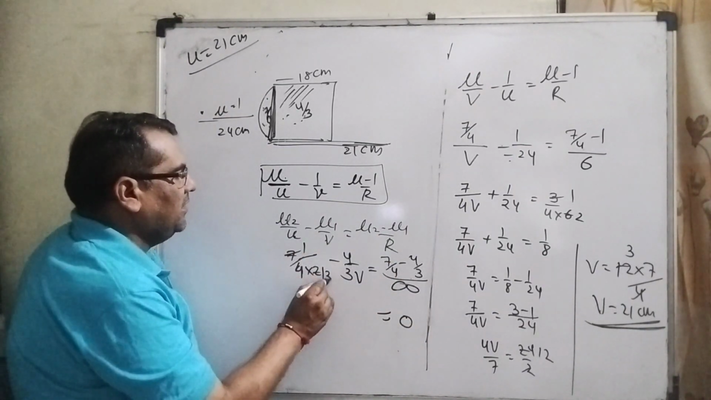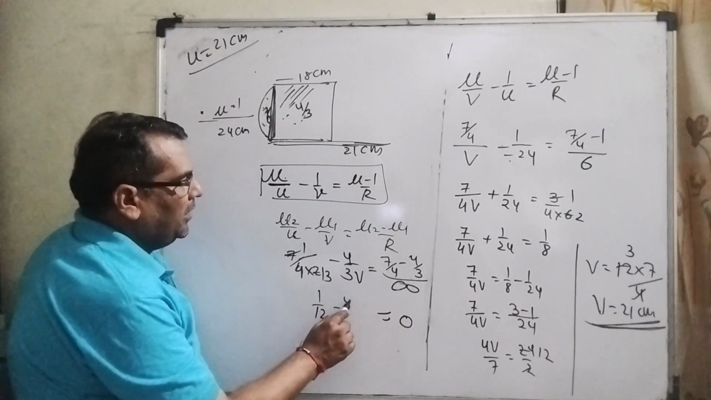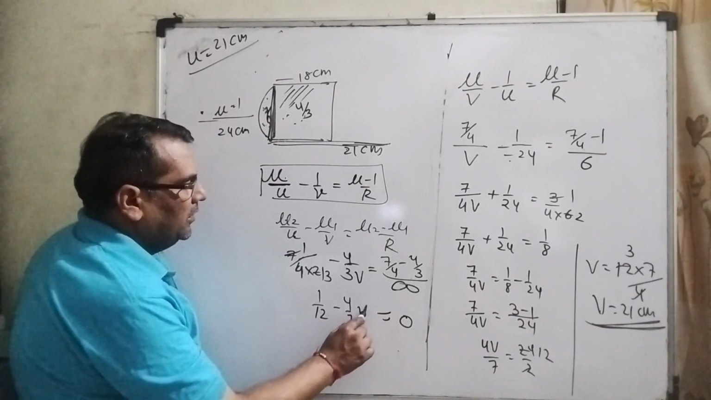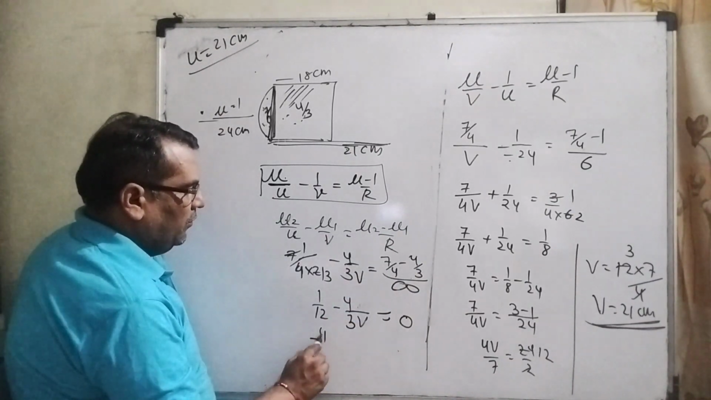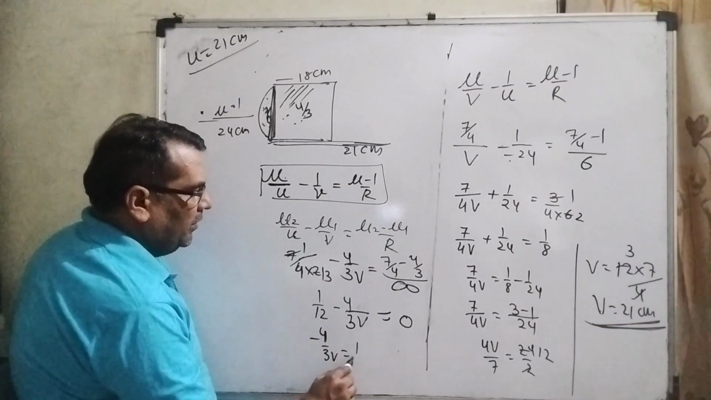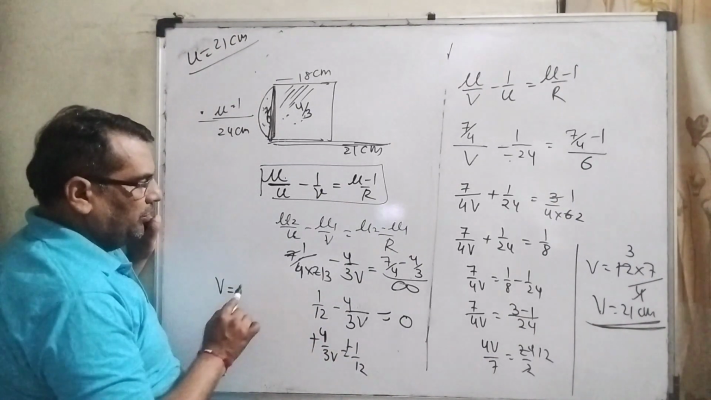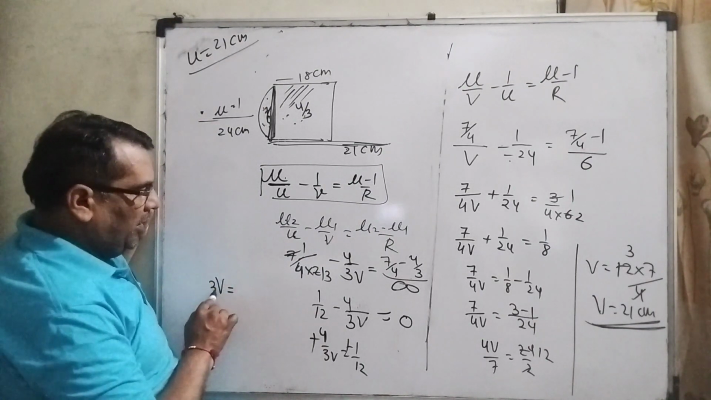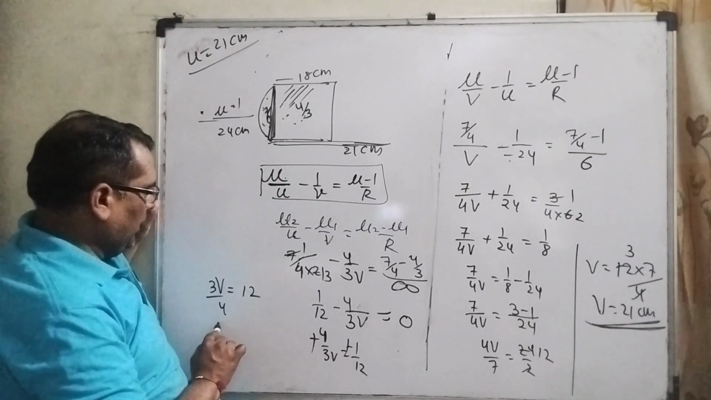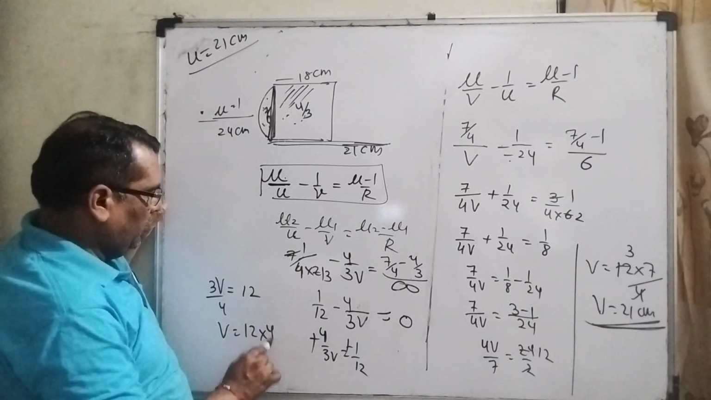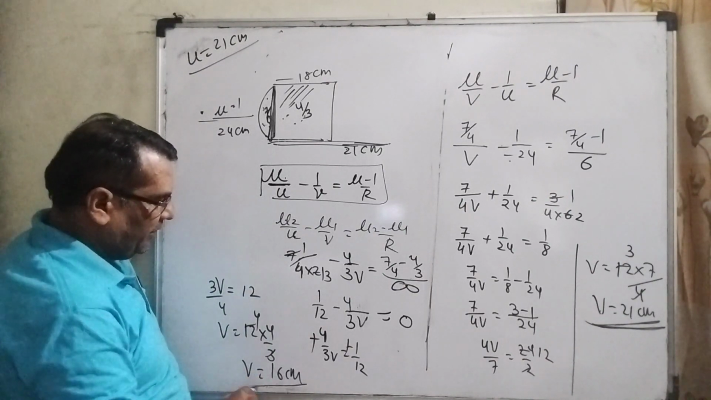7 ones are 7, 7 threes are 21. 1 by 12 minus 4 by 3v, 1 by v. Then minus 4 by 3v equal to minus 1 by 12, minus minus cancel. Then 3v upon 4 equal to 12. Then v equal to 12 by 4 by 3, 3 fours are 12. Then v equal to 16 centimeter.